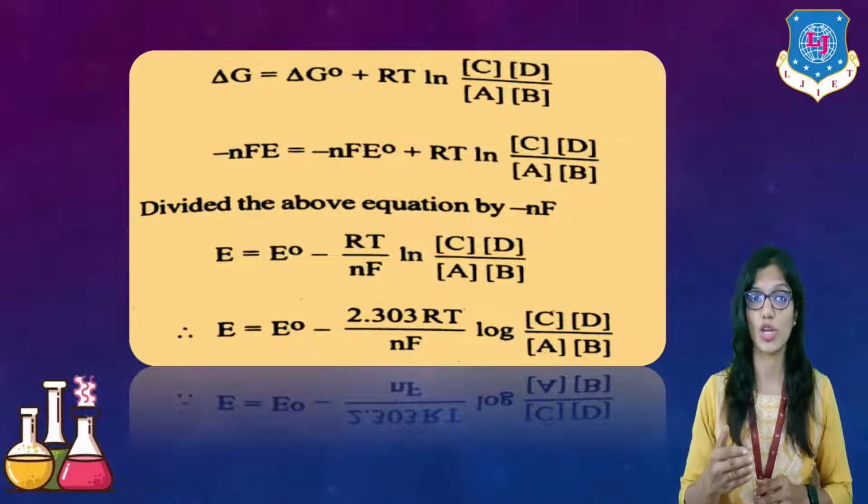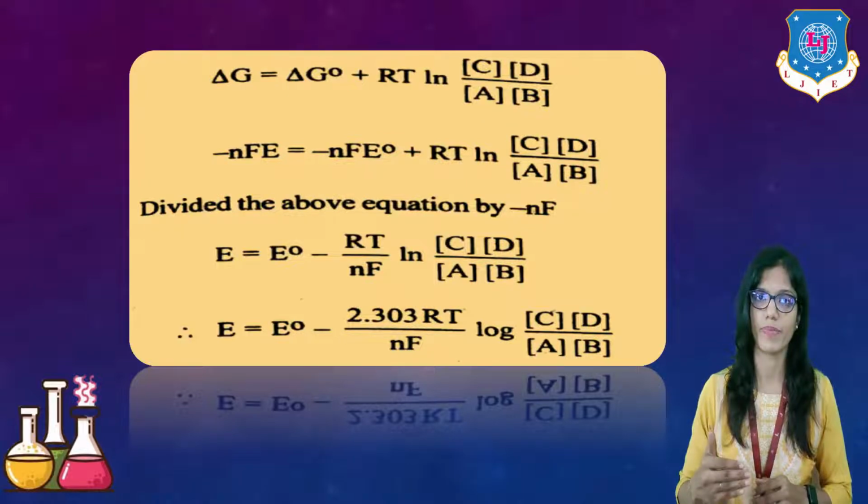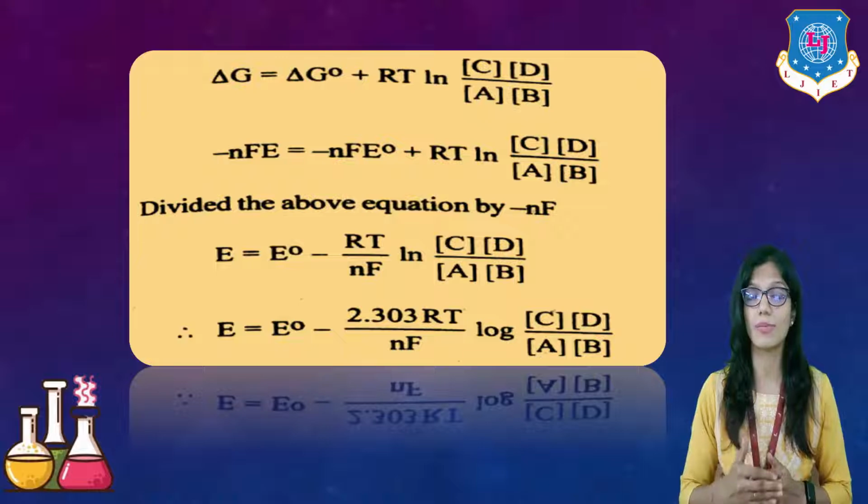The equation that we actually obtain will be E is equal to E0 minus 2.303 RT divided by nF into log of the concentration of C into the concentration of D divided by the concentration of A into the concentration of B. In simple terms, E will depend on the value of T, the value of n, the concentration of reactants and the concentration of products.